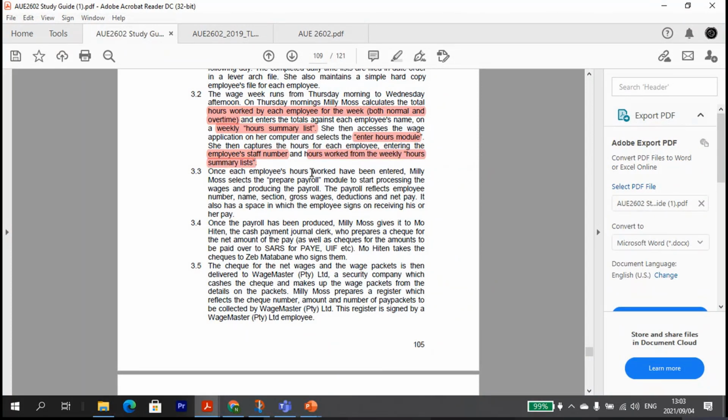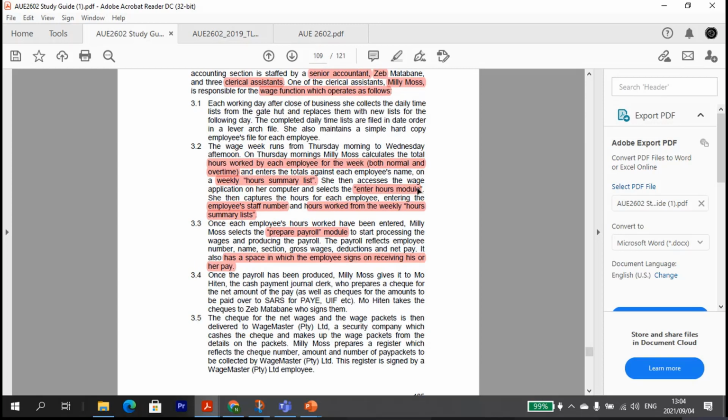Once each employee's hours worked have been entered, Millie Morse selects the Prepare Payroll module to start processing the wages and producing the payroll. The payroll reflects the employee's number, name, section, gross wage, deduction, and net pay. It also has a space in which the employee signs on receiving his or her pay. So I hope that makes sense.